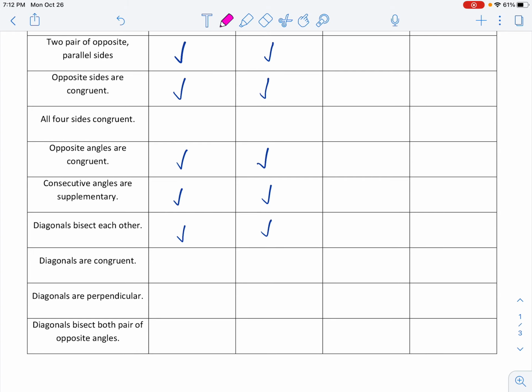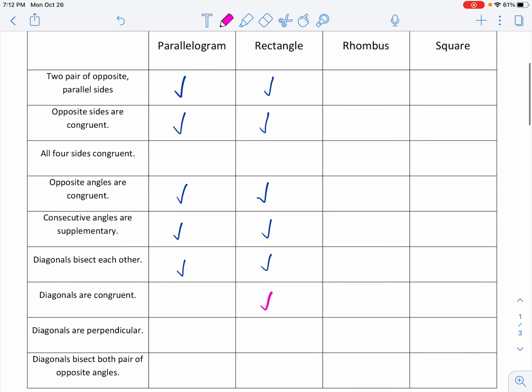In a rectangle, are the diagonals congruent? They are, so we can check that one. In a rectangle, are the diagonals perpendicular? They are not. Do the diagonals bisect the pairs of opposite angles? They do not. So that's the only additional property we get with the rectangle.